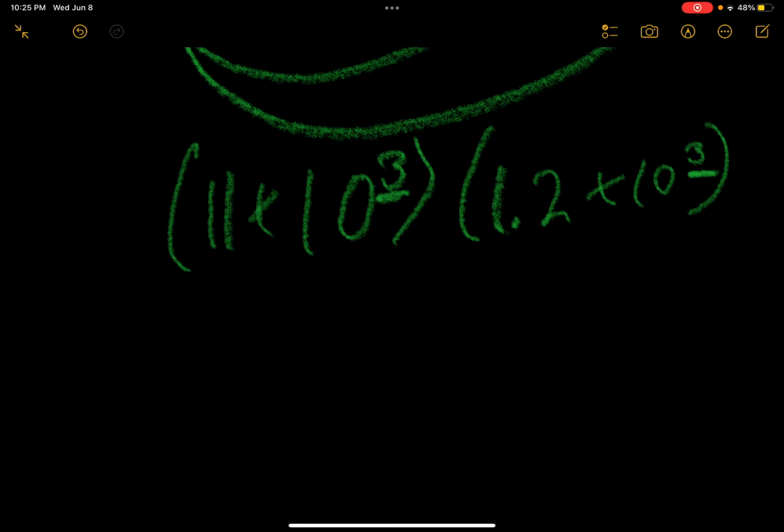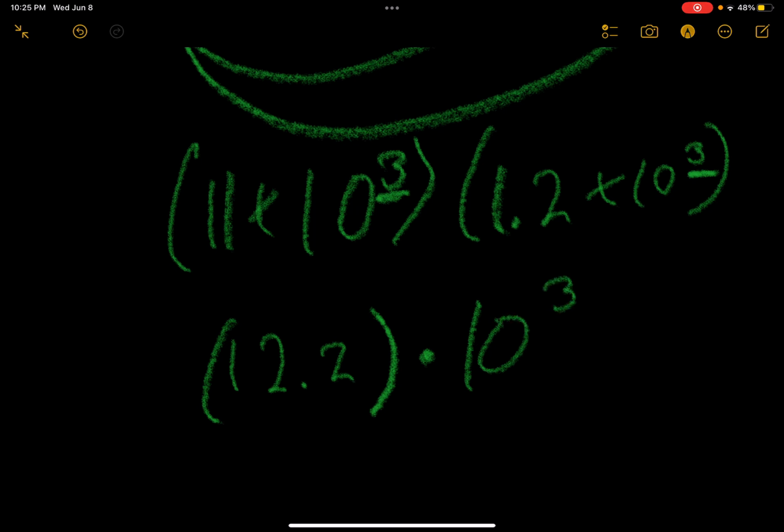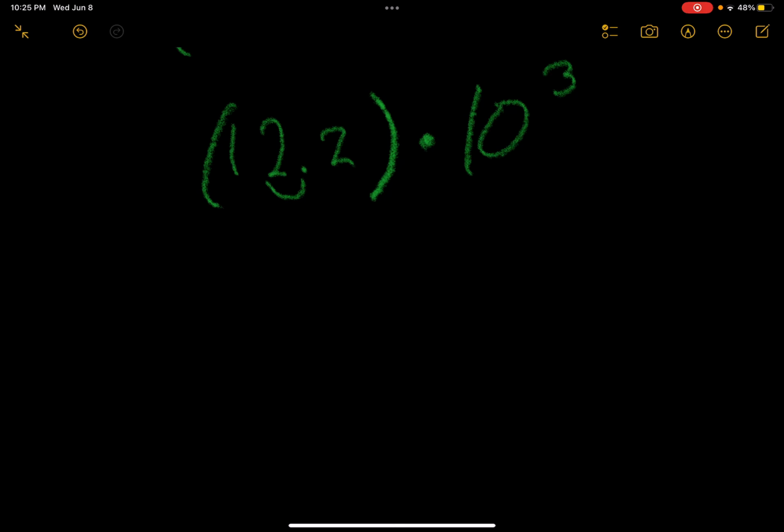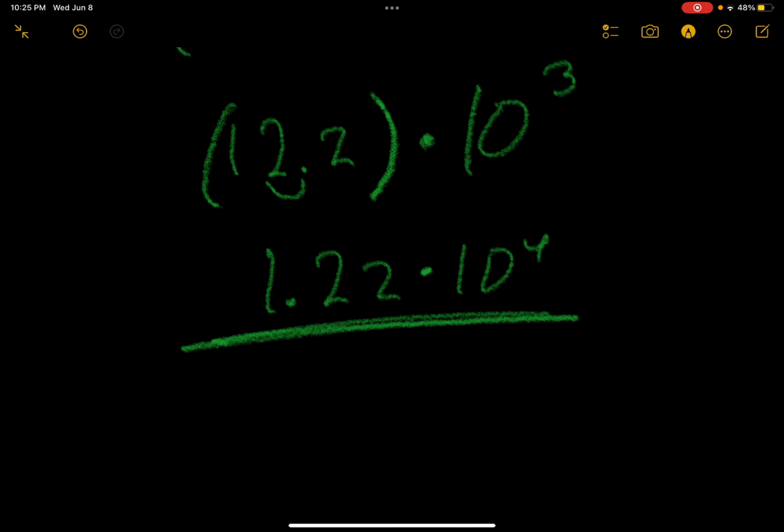That turns into 12.2, right? Times 10 to the third. If we were to write this in scientific notation, however, we would have to move this back once to get that between 1 and 10. So that means that would turn into 1.22 times 10 to the power of 4. That is scientific notation.